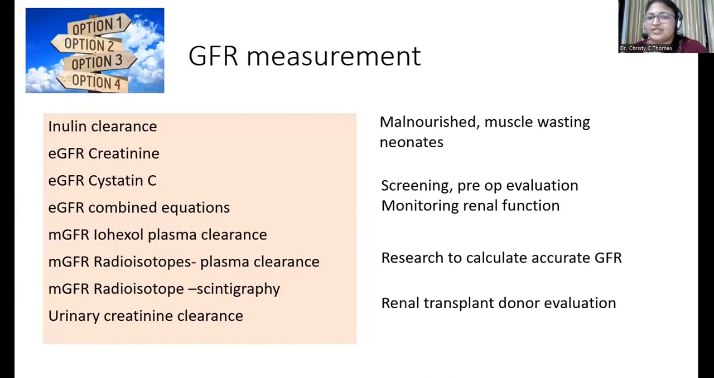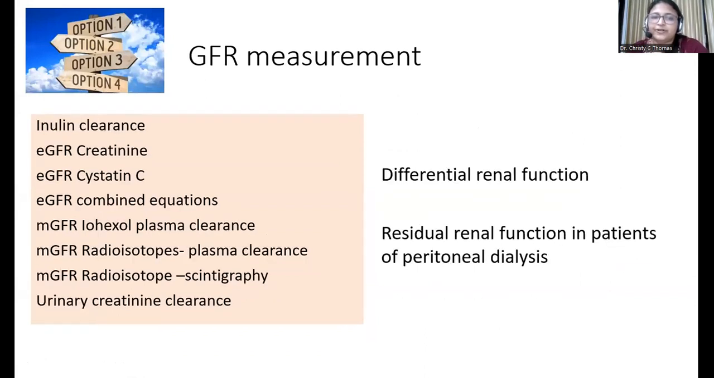So in case of screening, pre-op evaluation and monitoring of renal function, we may opt for eGFR by creatinine, which is widely available and cheaper. If you are doing research where you need to calculate an accurate GFR, suppose you are giving a drug and the outcome variable is glomerular filtration rate, in those scenarios we may have to opt for the mGFR. Another scenario is a renal transplant donor evaluation. You need an accurate GFR. Here also, we will use the mGFR.